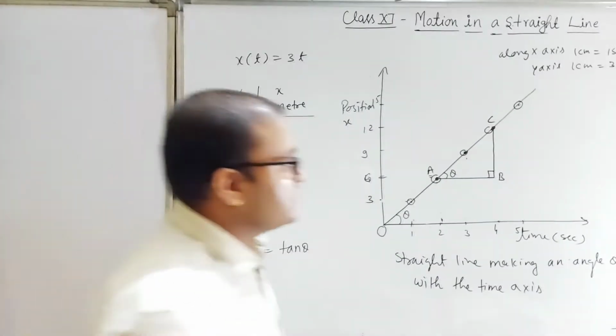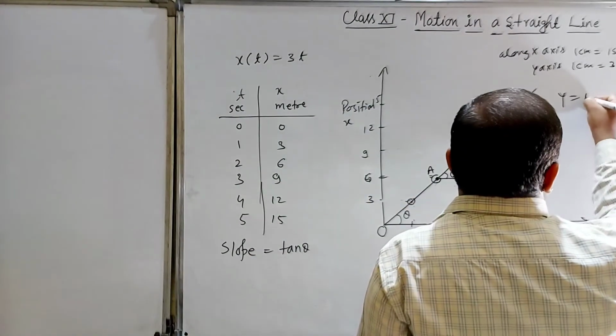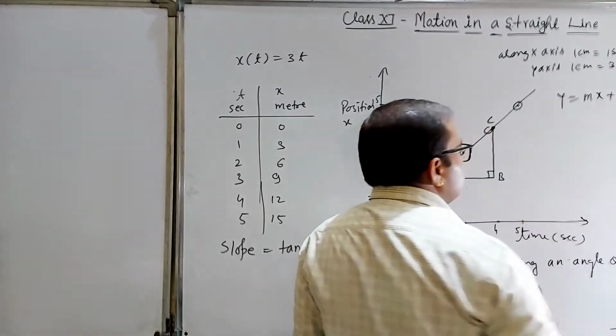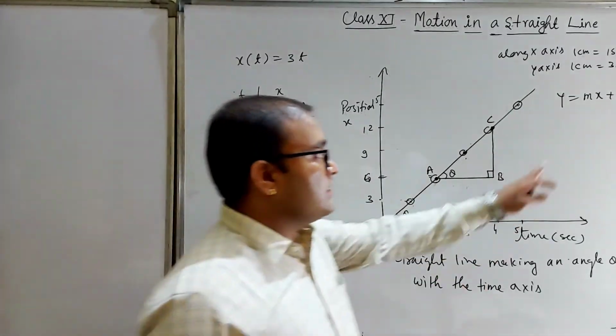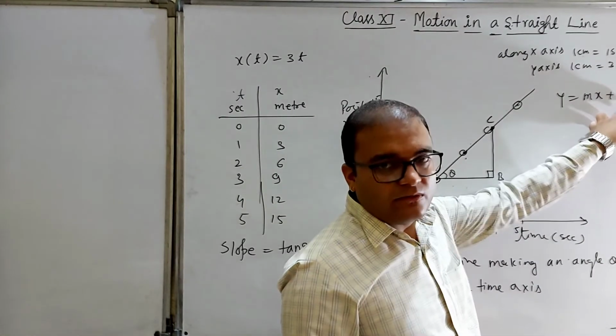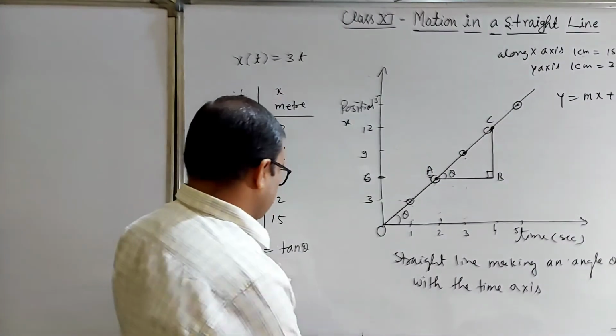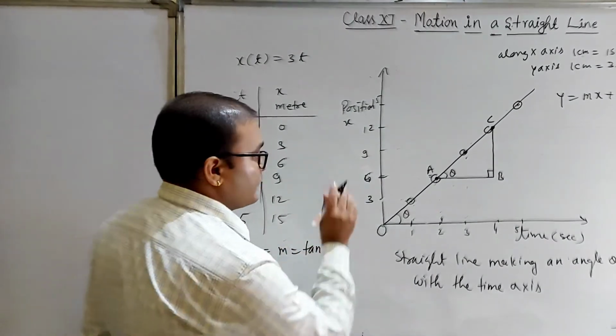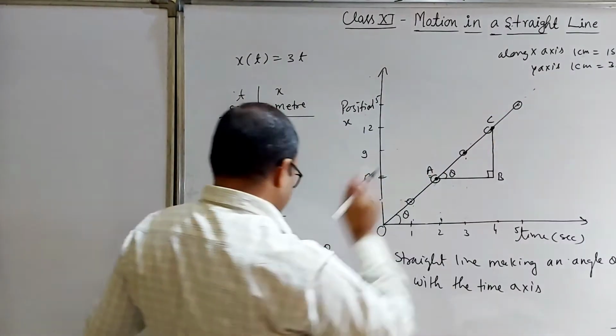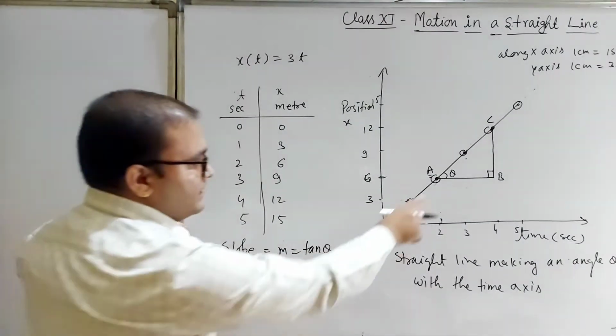Tan theta means we can say it is m also. Later on we will study the straight line y equal to mx plus c. This is the equation of a straight line where m is the slope and c is the intercept. So slope is also known as tan theta. Slope m equal to tan theta. We will discuss it later on. So find here tan theta.